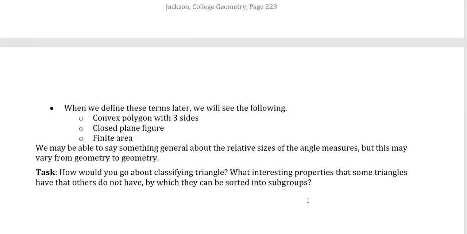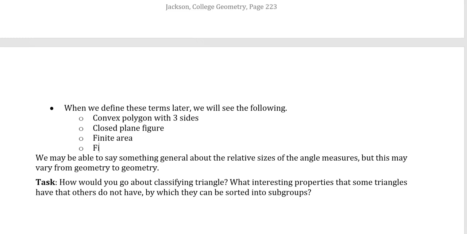And we'll define these terms later, but eventually we'll see that a triangle is a convex polygon with three sides. It's a closed plane figure, and it has a finite area and a finite perimeter. We may be able to say something general about the relative sizes of the angle measures, but this may vary from geometry to geometry. So these are the things that we can say right now about all triangles.